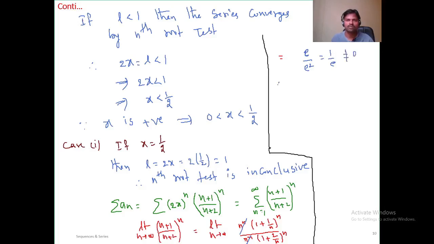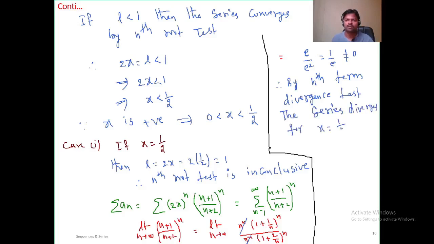Therefore, by the nth term divergence test, the given series diverges. All the tests you have to remember compulsorily. You have to play with them, otherwise they will play with you. So by the nth term divergence test, the series diverges for x equal to 1/2.